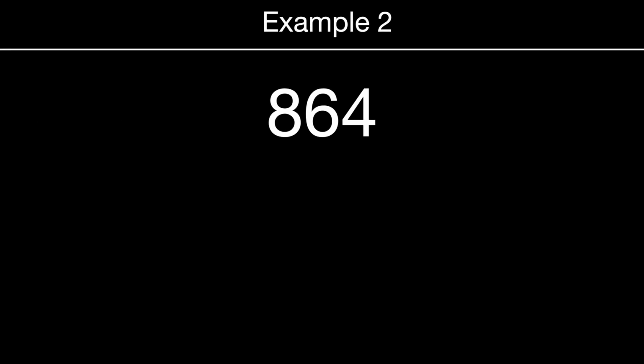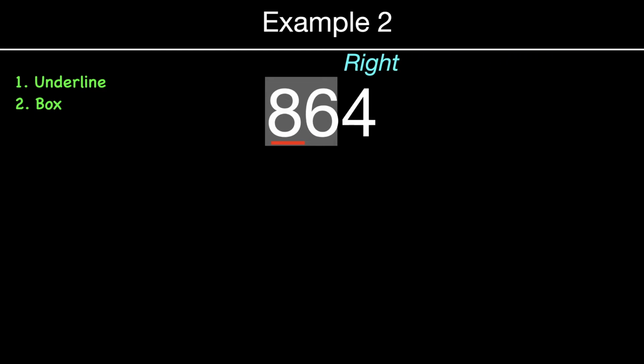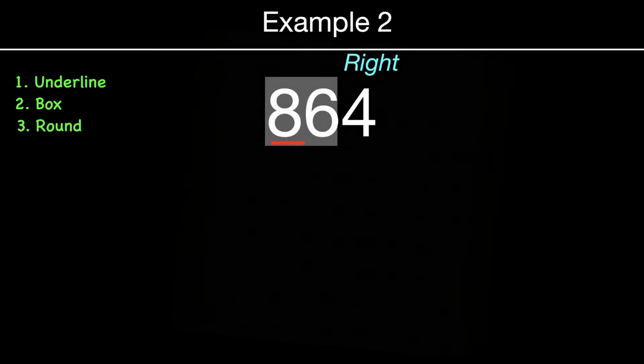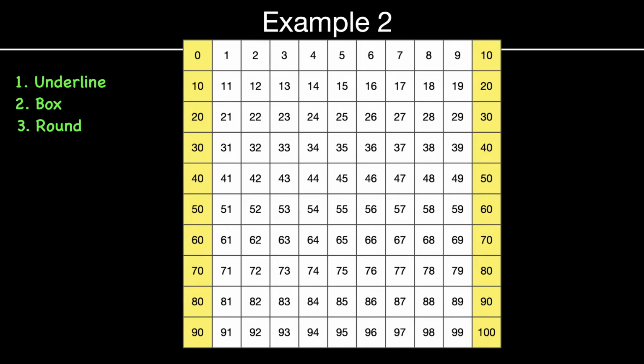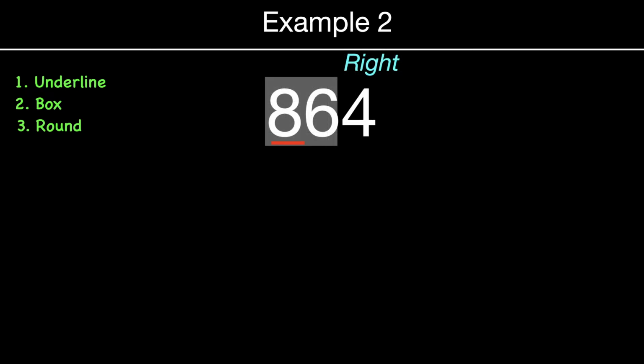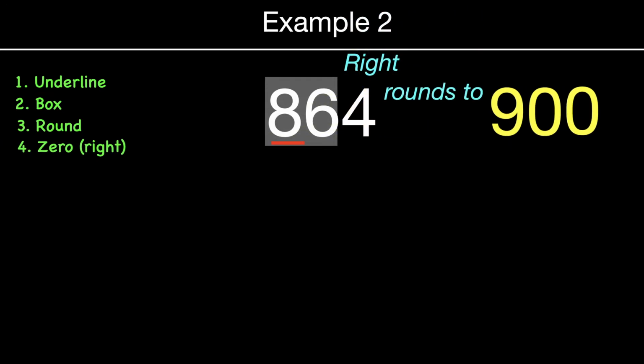Okay, example 2, 864. Our first step is to underline our place value. Then we're going to box that number and the number to the right. The 86 we're going to round to the nearest 10 using our strategy of a rounding chart today. 86 is in between 80 and 90, but it's closest to 90. So we would say that 86 rounds to 90. And then our last step is to turn that 4 into a 0. And we would read this problem as 864 rounds to 900.